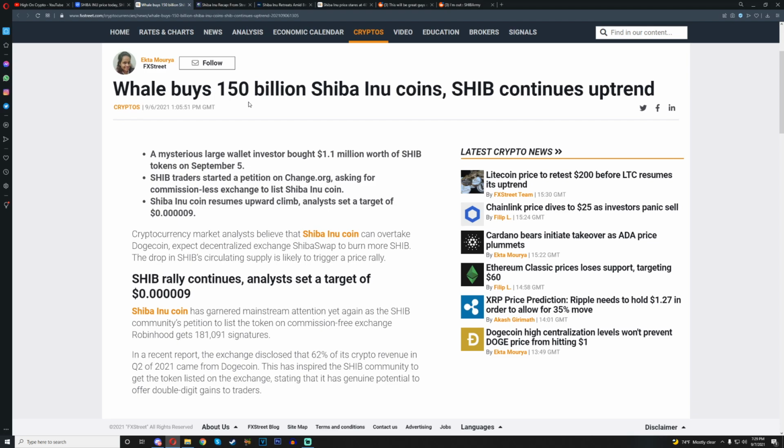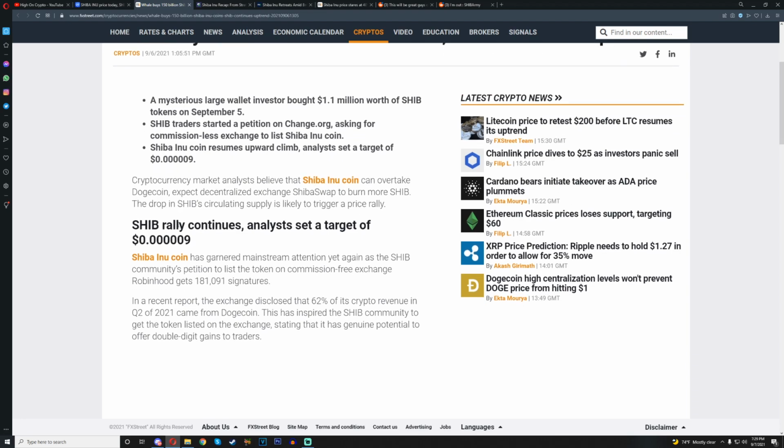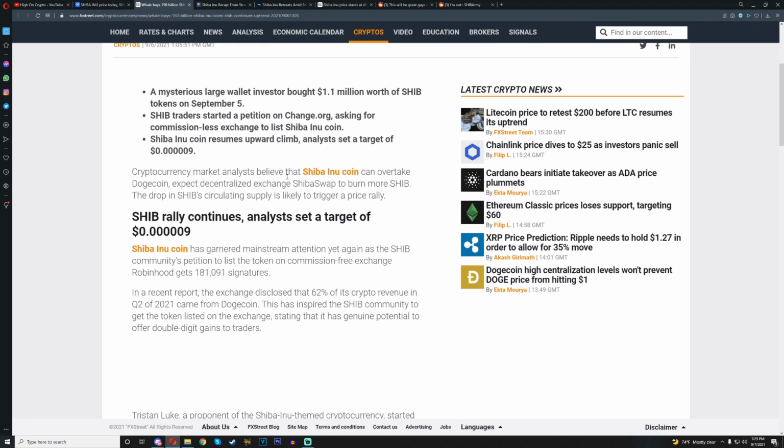Whale buys 150 billion Shiba Inu coins, SHIB continues uptrend. Cryptocurrency market analysts believe that Shiba Inu coin can overtake Dogecoin, expect decentralized exchange ShibaSwap to burn more SHIB. The drop in SHIB's circulating supply is likely to trigger a price rally. SHIB rally continues. Analysts set a target of 0.009.